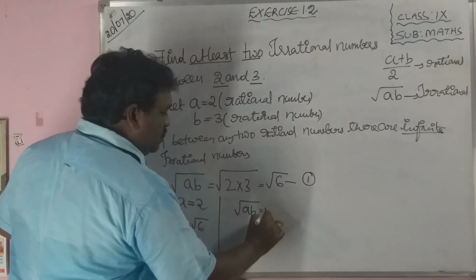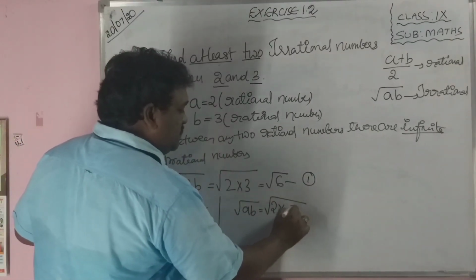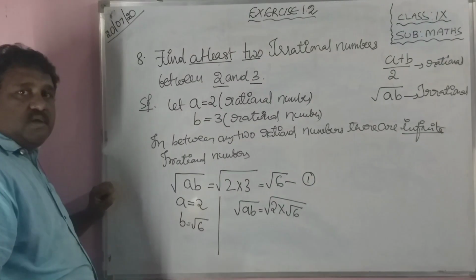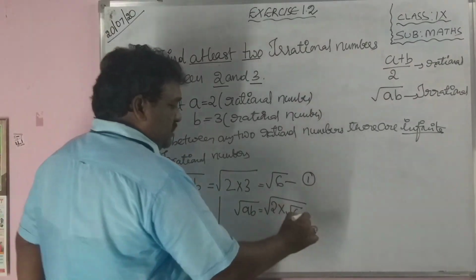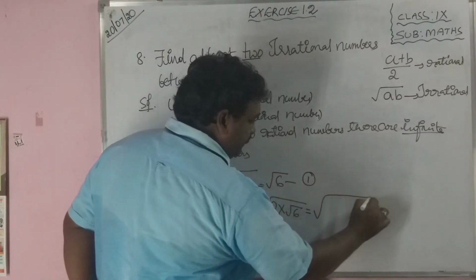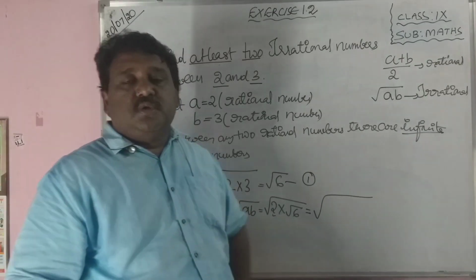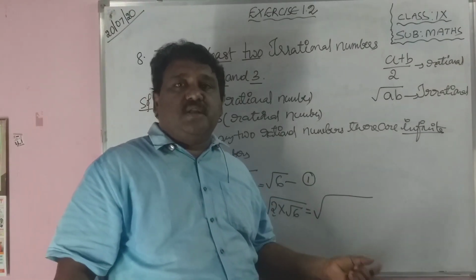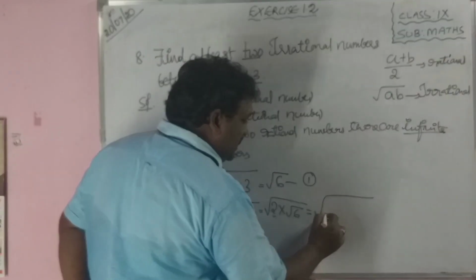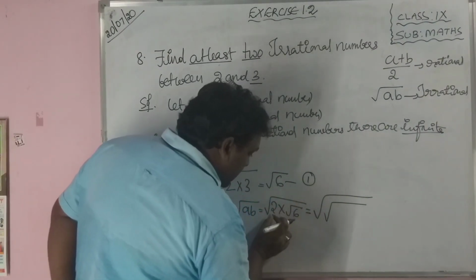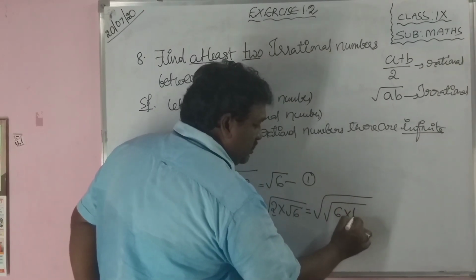Root AB, root, what is A? 2 into what is B? Root 6. See clearly, outside the root, what is the number? 2. It is moving to inside the root. Outside the root, 2. Inside the root, it becomes 4.